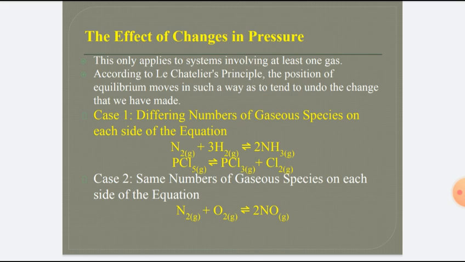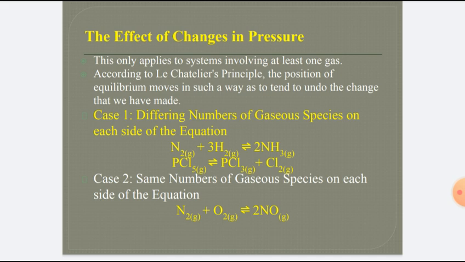According to Le Chatelier's principle, the position of equilibrium moves in such a way as to tend to undo the change that we have made. That means, if we increase the pressure, the position of equilibrium will move in such a way as to decrease the pressure again, if that is possible. It can do this by favoring the reaction which produces the fewer molecules. If there are the same number of molecules on each side of the equation, then a change of pressure makes no difference to the position of equilibrium.